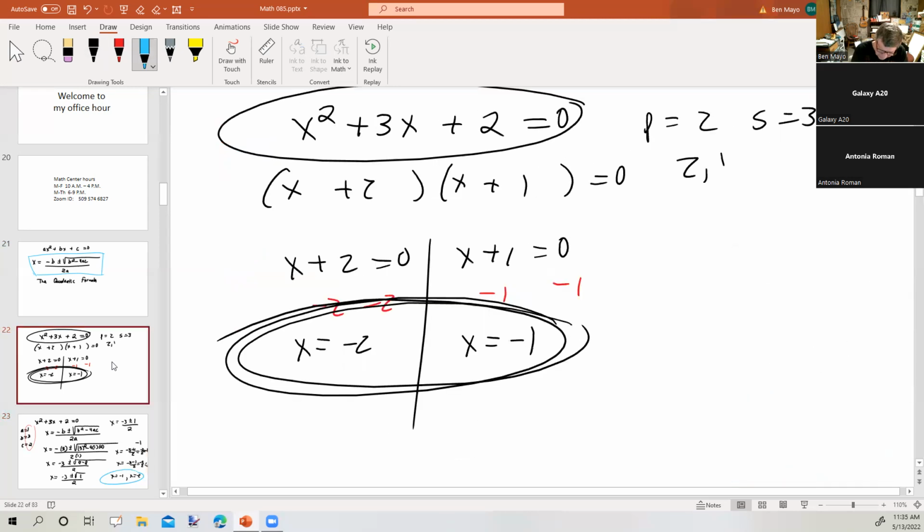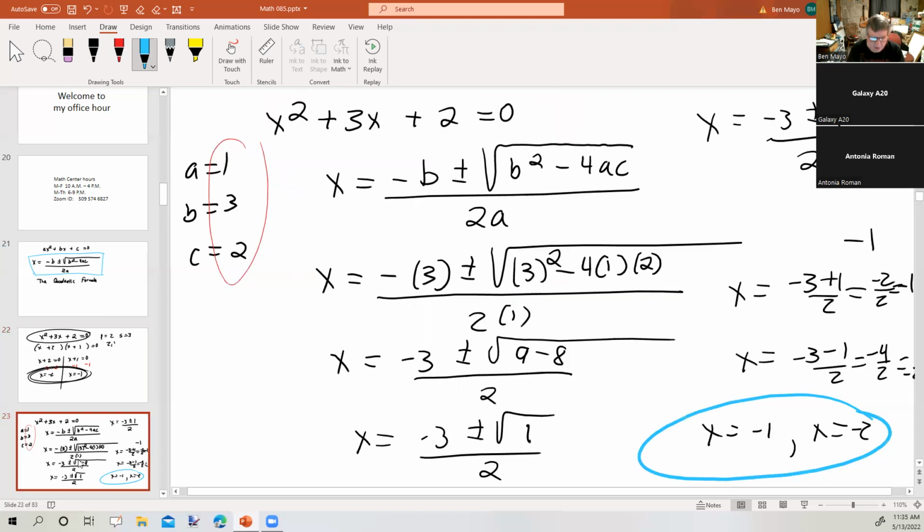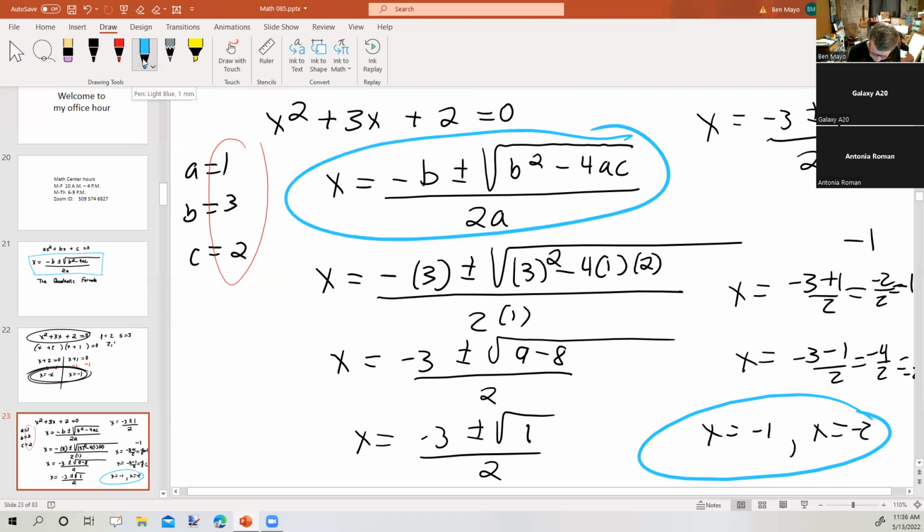Now, again, factoring this problem was much easier than using the quadratic formula. But there are some problems that are tough to factor, or there are even some that don't factor because they don't have integer factors, or they use radicals in them, and we can solve those using the quadratic formula. So we're going to be using this formula. All right.